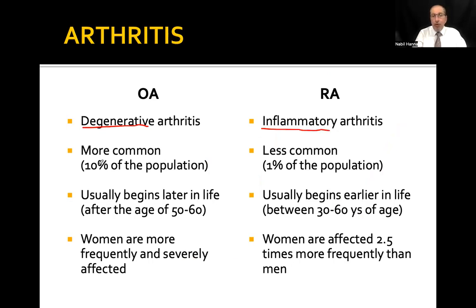Osteoarthritis is more common than rheumatoid arthritis. It affects about 10% of the population. It's a disease of aging because it's degeneration, so it usually begins later in life, after the age of 50 or 60, whereas rheumatoid arthritis, being an autoimmune disease, tends to happen in young adults, especially females. And by the way, women are also more frequently and severely affected with osteoarthritis.